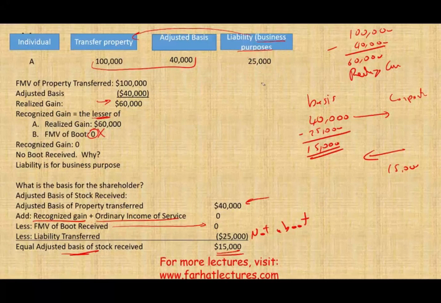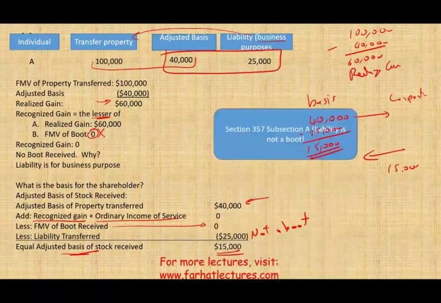And why is that? It's 40 minus 25. I have an adjusted basis of $40,000 and a liability of $25,000, so my adjusted basis is technically $15,000. If I gave this property to the corporation, it's basis for basis. My basis is $15,000, and their basis is they're going to give me $15,000 worth of basis.